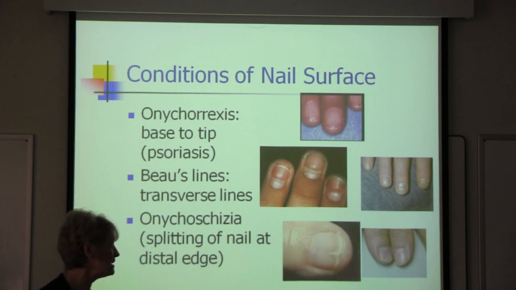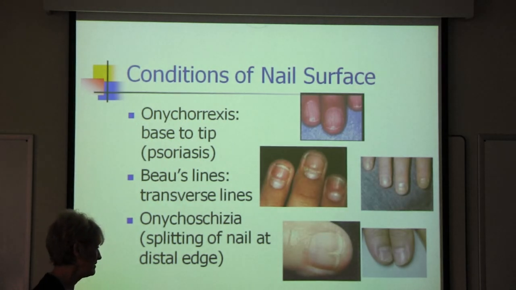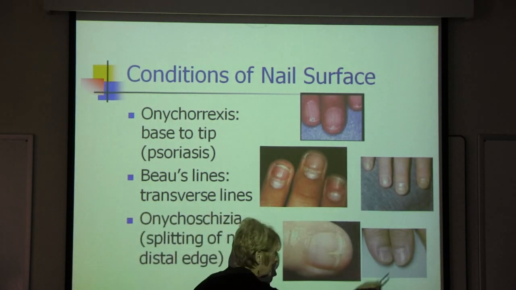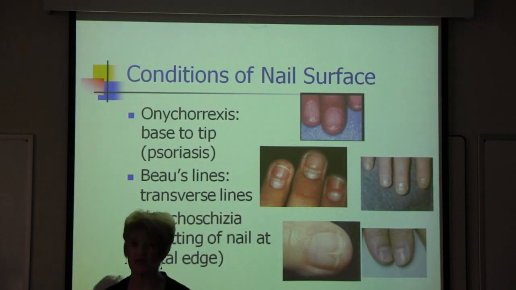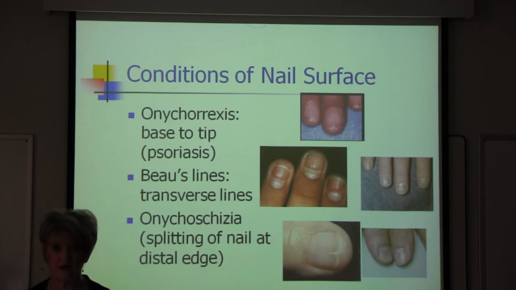Onychoschisia, again, not serious. I think a lot of nurses have this, and this is just splitting of the nail. Tends to occur when the nail is overhydrated. So just splitting of the nail. I remember that because schizoid to me means kind of split personality, so onychoschisia, splitting of the nail.